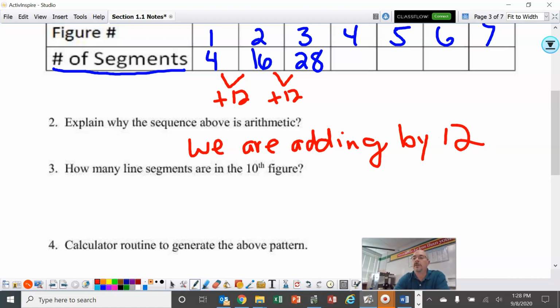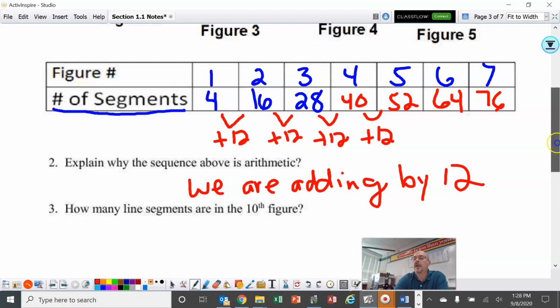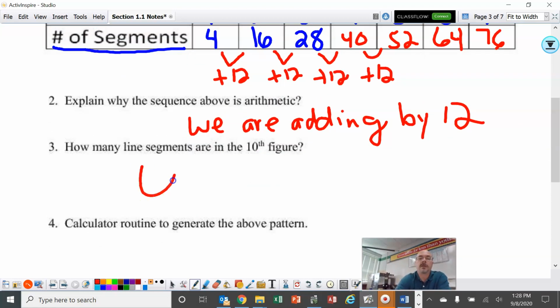What's the 10th number in the figure? Well, I'm going to keep going here. So let's see. If I add 12 again, that's 40. I add 12 again, that's 52. 64, 76. If I keep going, ladies and gentlemen, the 10th number in the figure is 112.